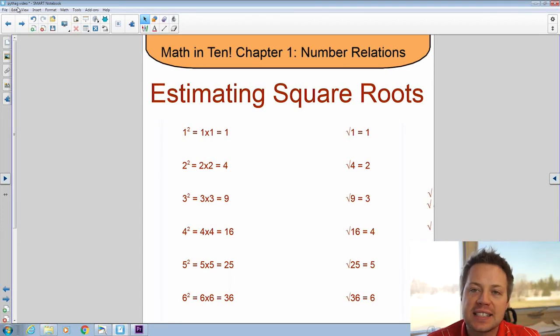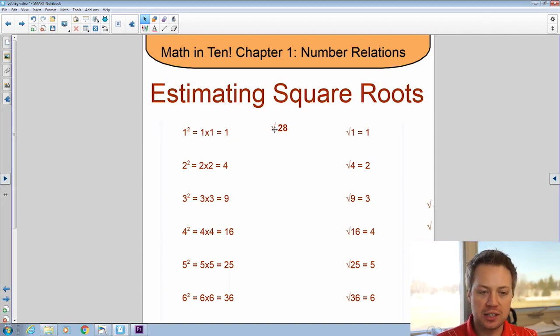So now let's try and estimate some square roots of whole numbers that might not be perfect squares. What I mean by that is, what if we had a number like, what is the square root of 28? We're going to try and estimate to one decimal point what the square root of 28 is.